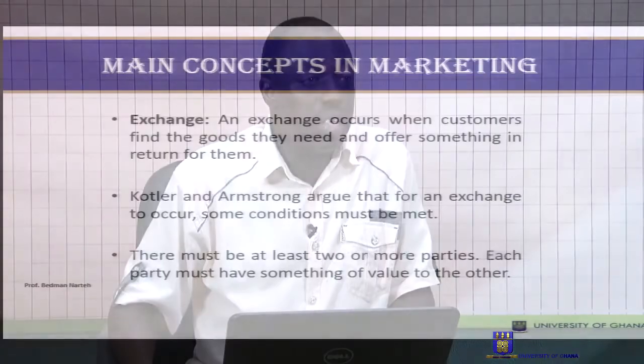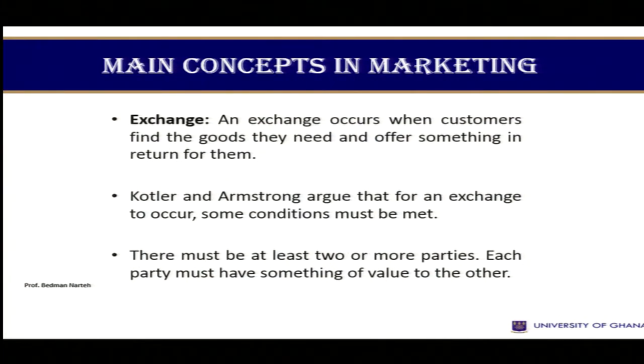Exchange. We all know that marketing occurs only if there's an exchange between two people. And therefore, Kotler and Armstrong argue that for an exchange to occur, some conditions must be met. For example, there must be at least two people. Each party must have something of value to the other. And the basis for exchanging these values must be determined in monetary terms.